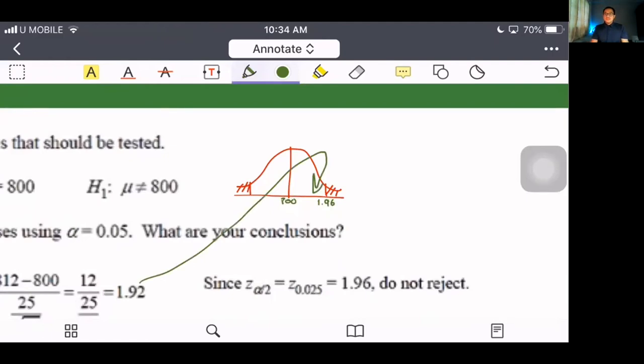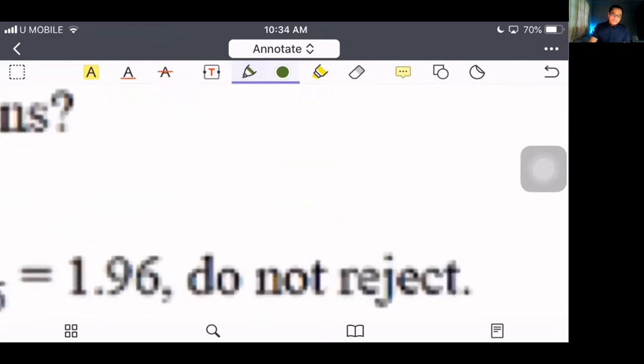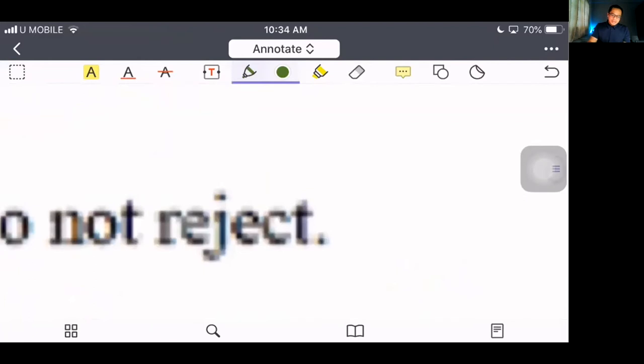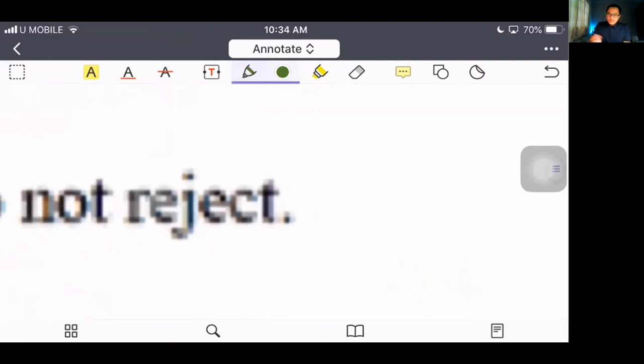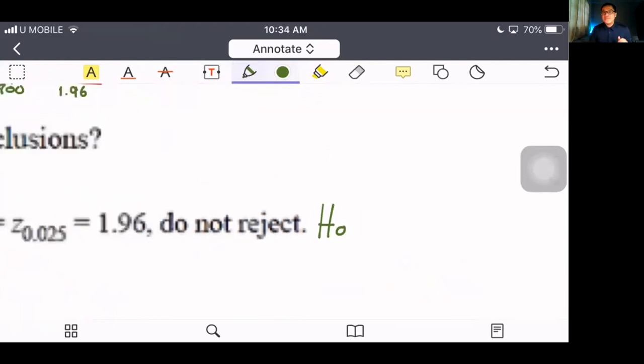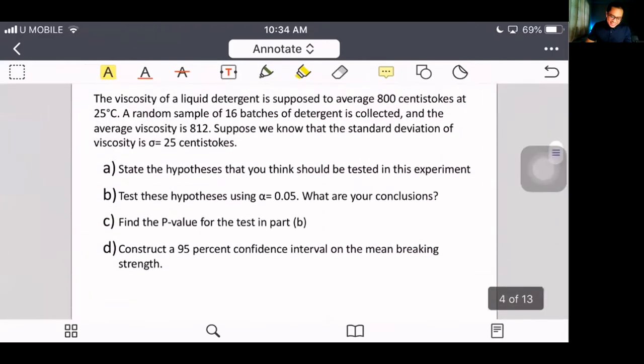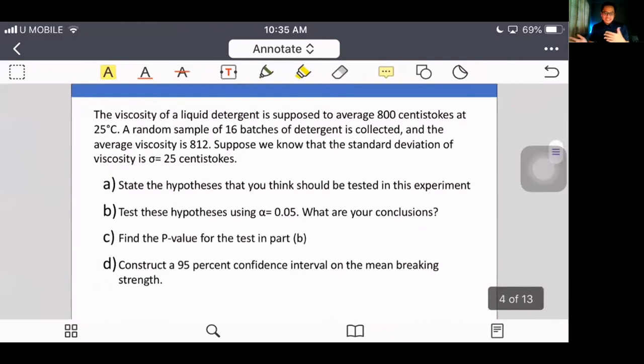Therefore, we do not reject. You see, do not reject that. No marks. So how to get marks? Do not reject what? Because I don't know what you're rejecting. I just put there do not reject, because somebody will just copy that. Do not reject H0, and please continue. Or you can also write H0 is accepted. And therefore, what was the question again? The sample of detergent is average at 100 centistokes.